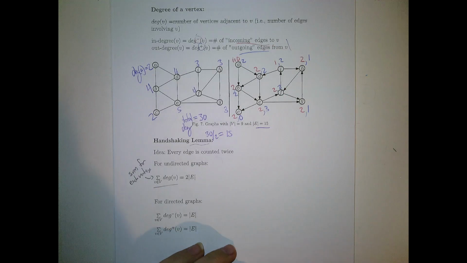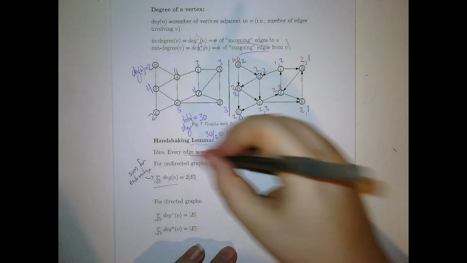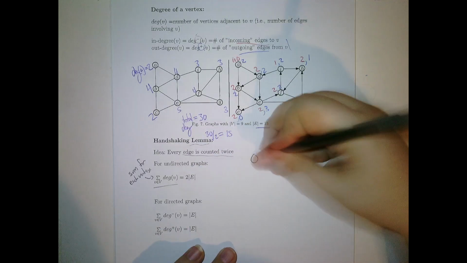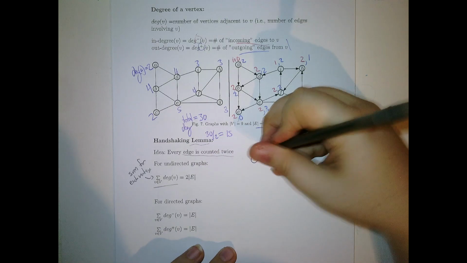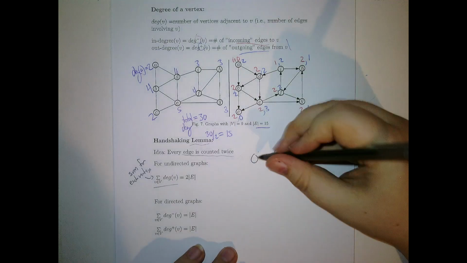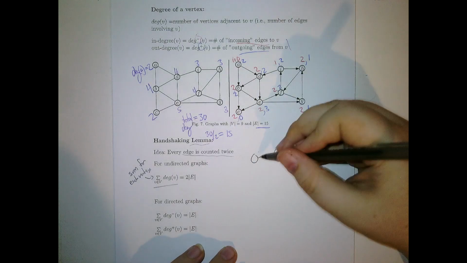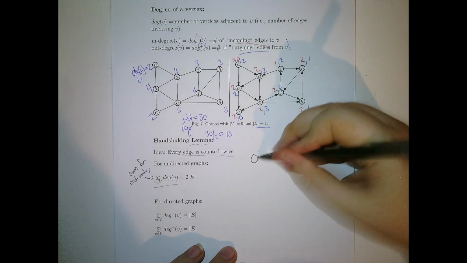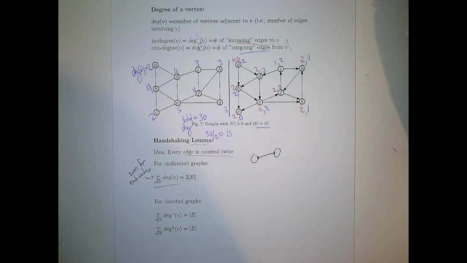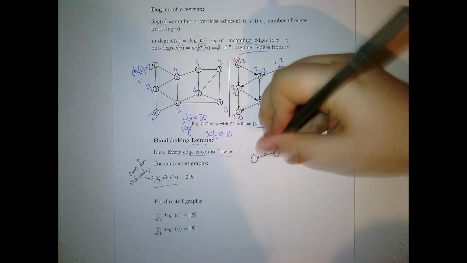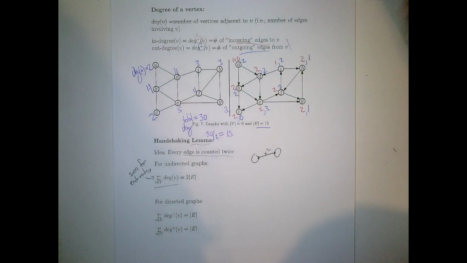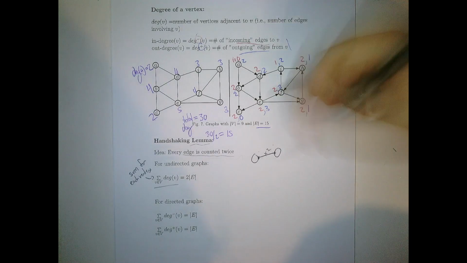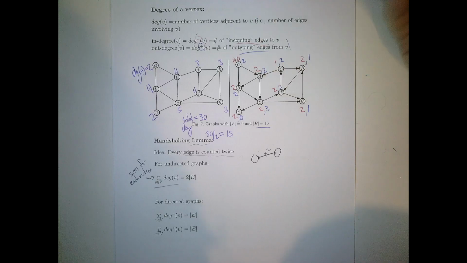Well, I have the hint right there. Every edge is counted twice. You count the edge once on the left side, or however you want to think of it. We count it once on this side, and we count it once on this side. So every edge gets counted twice. So this edge creates 2 degree. And so if you count up the degree, you overcount the edges by a factor of 2.